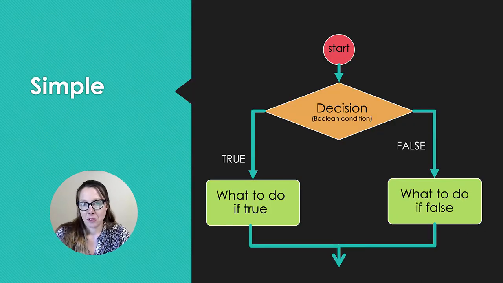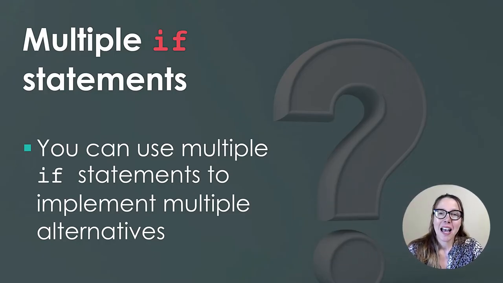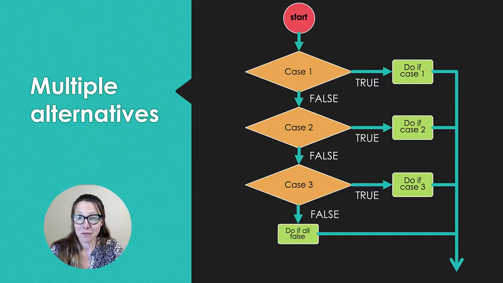Sometimes our decision is simple. We reach a point where we have to make a decision, and we evaluate some Boolean condition. So we ask ourselves a question, and it's either true or false. We do one thing if the condition is true, we do another if it's false. But other times, it's more complicated than this. So at this juncture, we make use of multiple if statements. You can use multiple if statements to implement different alternatives. So if we have more than one alternative path that we might take, this is when we can make use of multiple if statements. Essentially, we're making one decision after another.